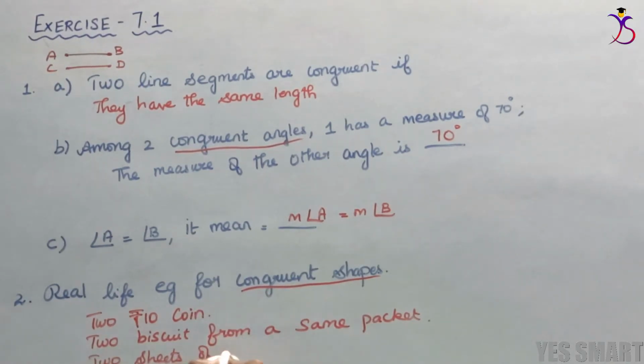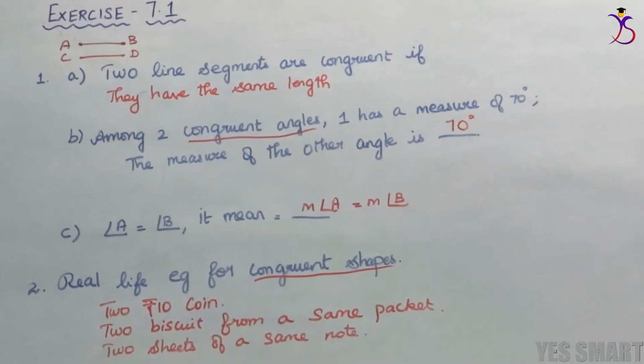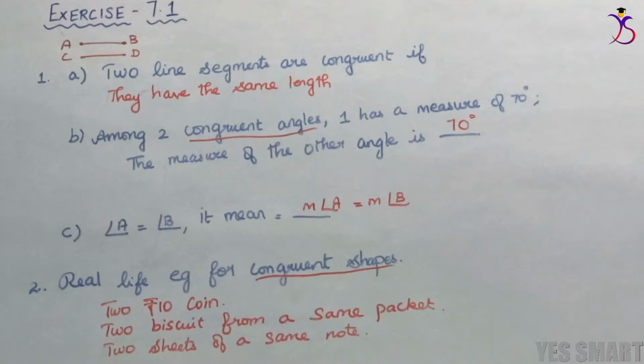And one final example which I would like to give is two sheets of the same notebook. Imagine you have two sheets of any notebook; they will be exactly the same. The number of lines in one sheet will be the same as the number of lines in the other sheet. Similarly, the spaces, the color, the distance, everything will be the same. So two sheets of the same notebook are congruent to each other.